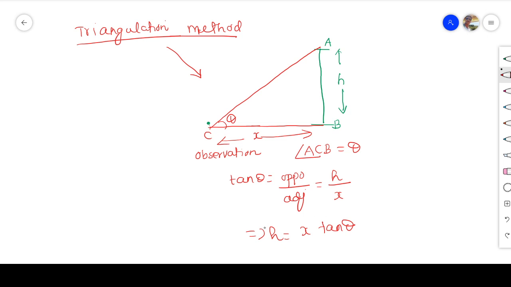We know x, because that is the observation point that I am going to fix, and the angle theta I also know. By knowing x and theta, I can find the height of the building. This is the simplest way. This method is known as the triangulation method because it uses the concept of trigonometry and the right angle triangle.